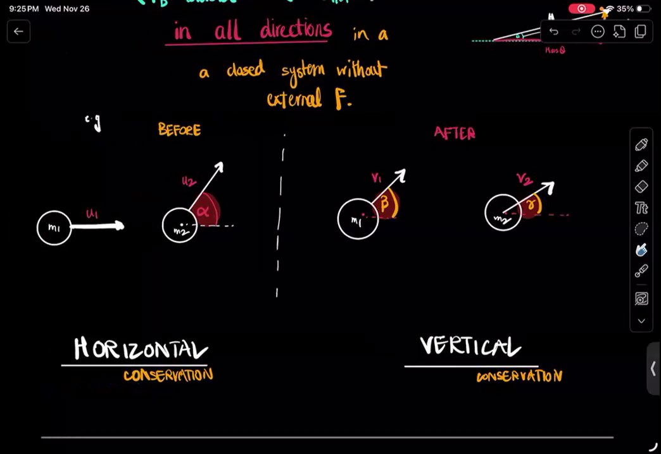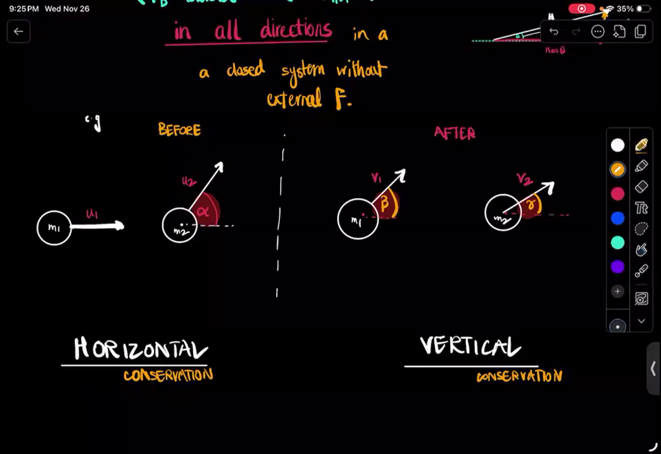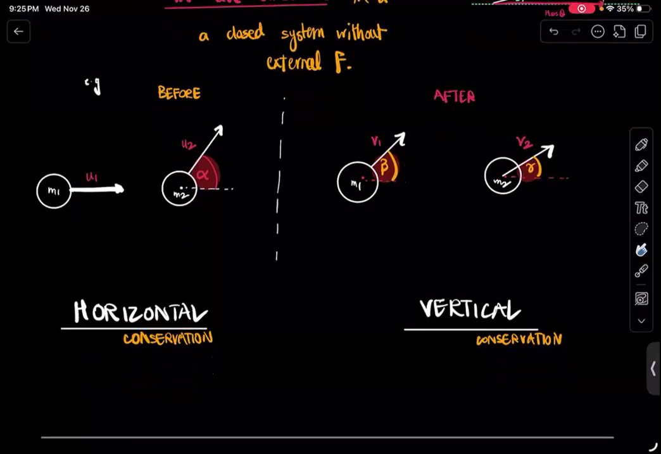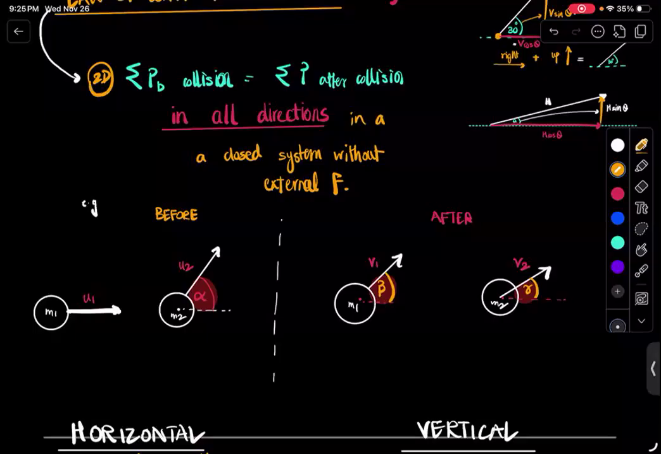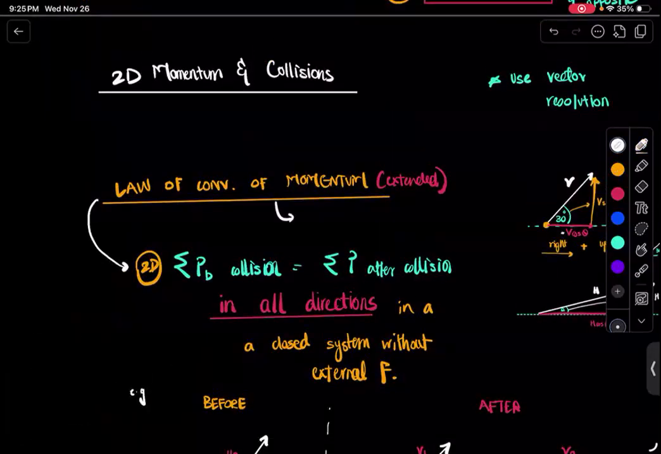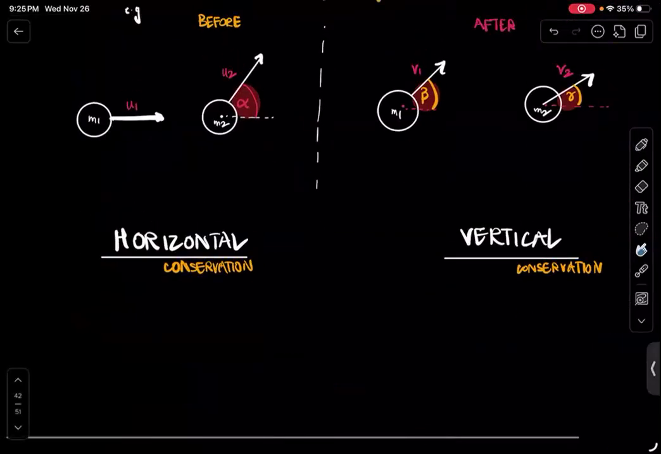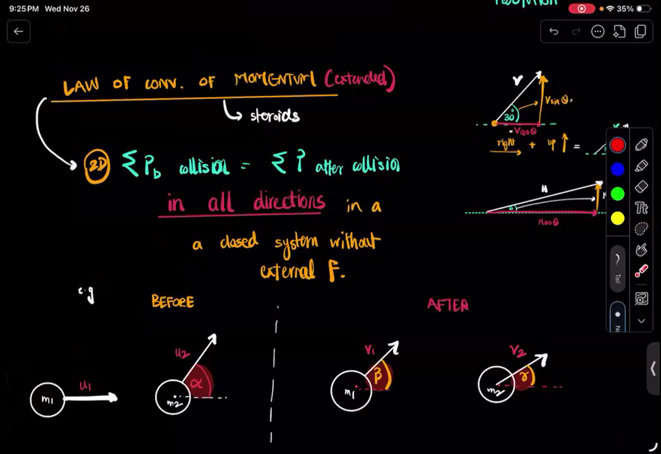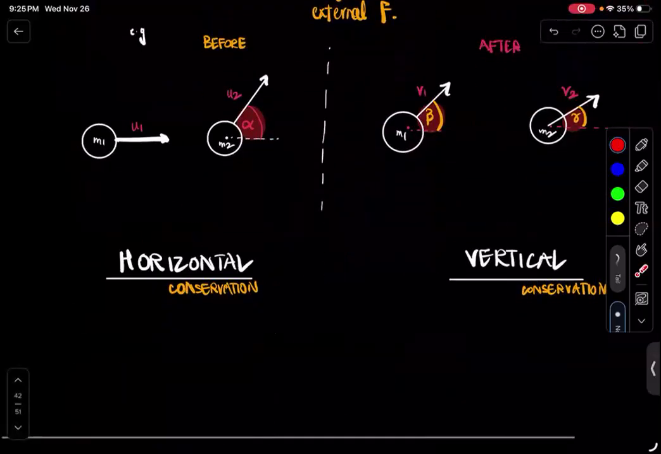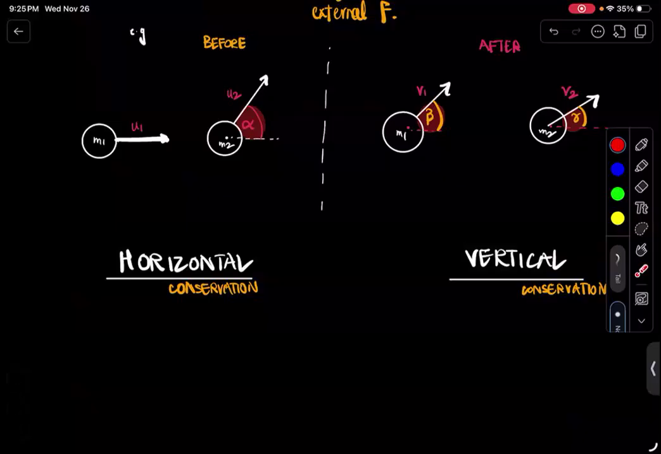Okay, now how do I write the law of conservation of momentum, the 2D version, for angled vectors? This is the law of conservation of momentum on steroids. We know from the statement that momentum is conserved in every direction, so momentum will be conserved horizontally and momentum will be conserved vertically.